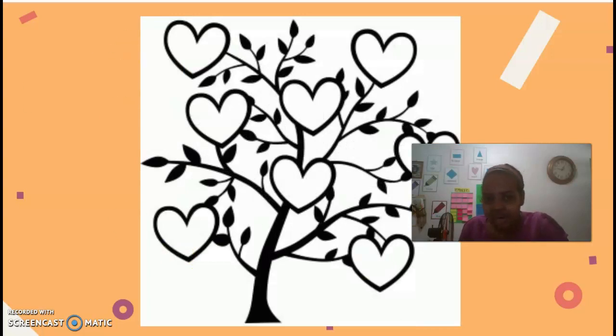But without the hearts. What you're going to do is, with the construction paper of different colors, you are going to draw some hearts. According to the amount of people that you have in your family, you're going to draw 1 heart for each one. So you're going to draw 1 heart for your mother, 1 heart for your father, 1 for your sister and brother, or whoever lives with you.